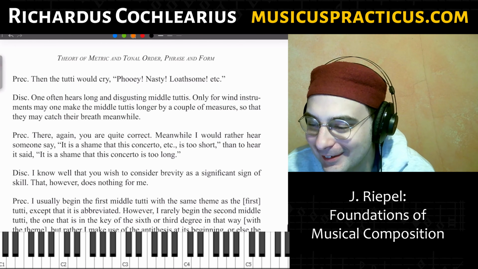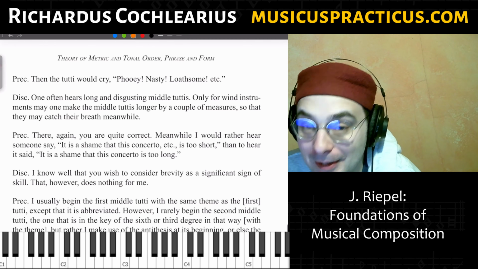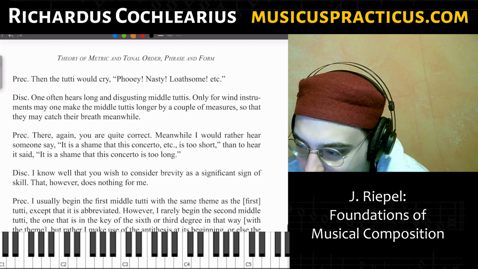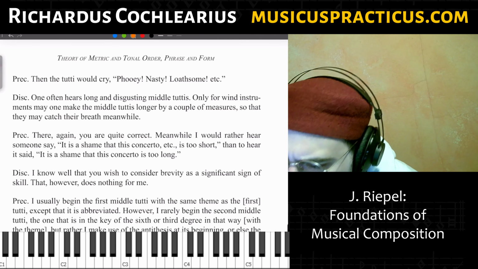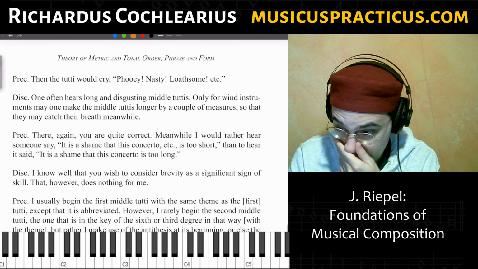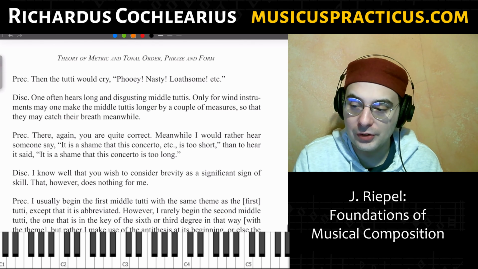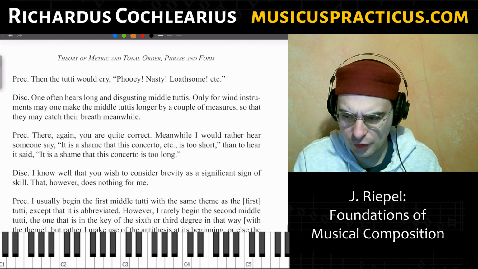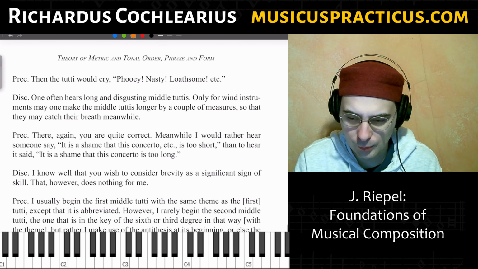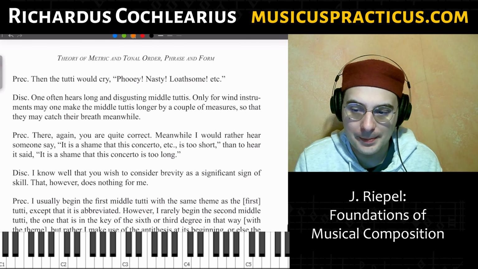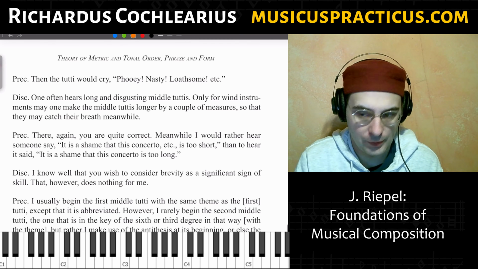One often hears long and disgusting middle tuttis. Only for wind instruments may one make the middle tuttis longer by a couple of measures, so that they may catch their breath meanwhile.